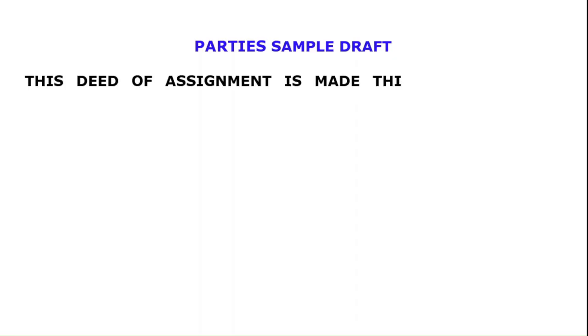So, we have our commencement and date clause already, right? So, we have this deed of assignment is made this dash day of dash 2025. So, we have it already as our commencement and our date clause.